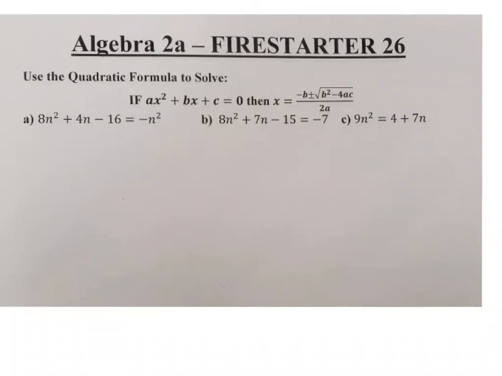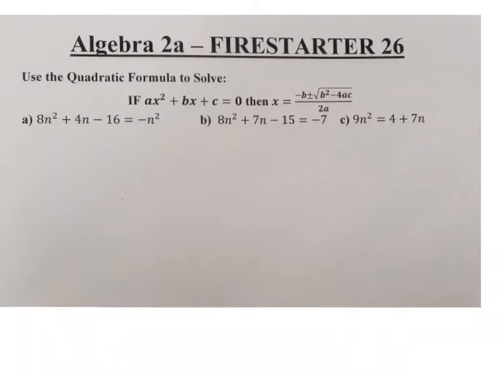Alright guys, I'm going to run through Firestarters 26, 27, 28, and 29. All of these are going to use our quadratic formula, so remember, if you don't remember, the quadratic formula is right here. Remember, you have to find A, B, and C. It must equal 0. You always have to do that first.